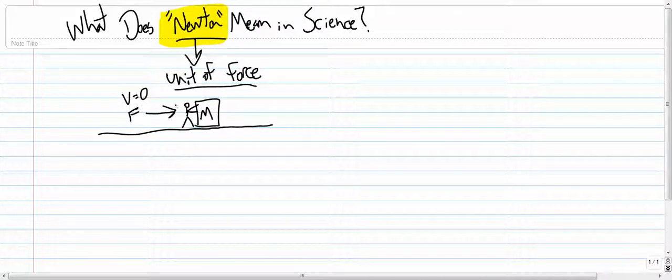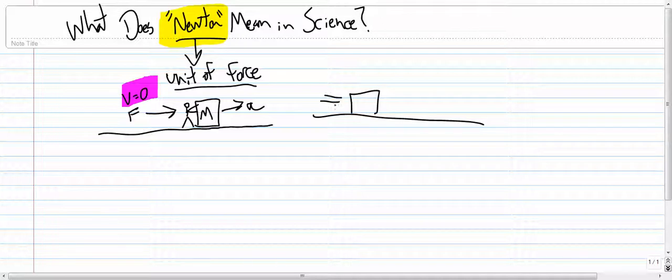So when you apply that force, what you do is you change the velocity from 0. It's not going to be 0 anymore. So what you're doing when you apply that force and move that mass is you are accelerating it. The same thing goes if you have an object that's already moving. Let's say this box is sliding along and you want to stop it. So what would you do? You would apply a force to stop it.